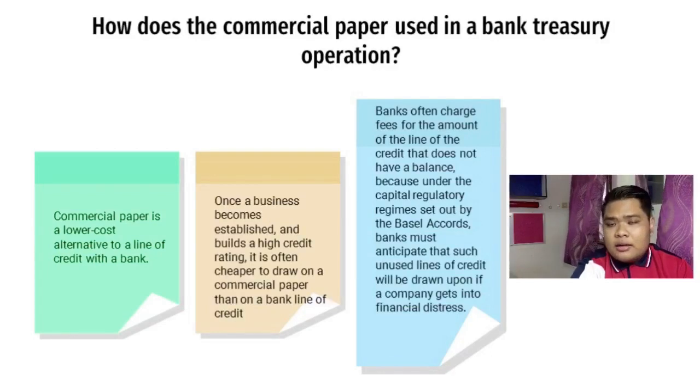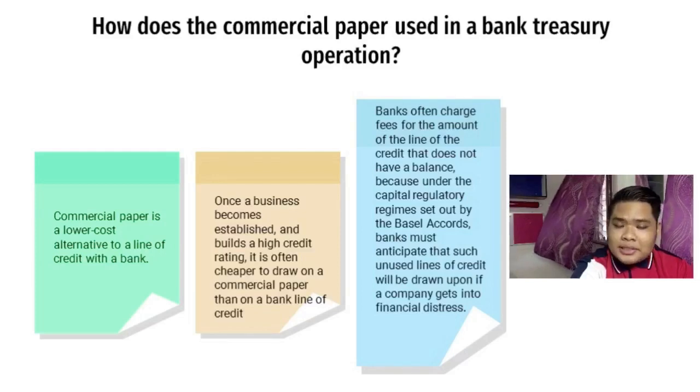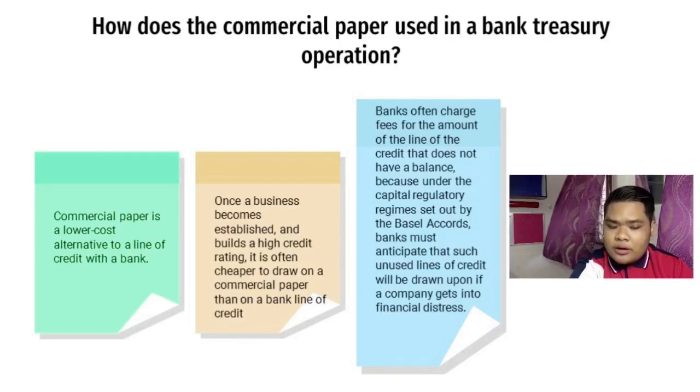So how is commercial paper used? First, commercial paper is a lower-cost alternative to a line of credit with a bank. Once a business becomes established and builds a high credit rating, it is often cheaper to draw on commercial paper than on a bank line of credit. Banks often charge fees for the amount of the line of credit that does not have a balance, because under the capital regulatory regime set out by the Basel Accords, banks must anticipate that such unsecured lines of credit will be drawn upon if a company gets into financial distress.